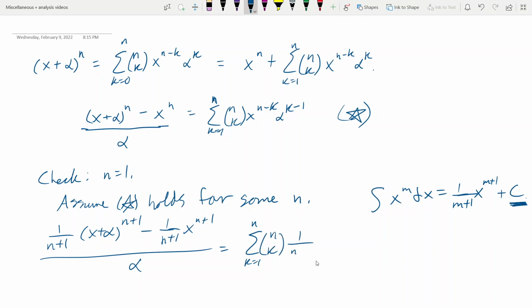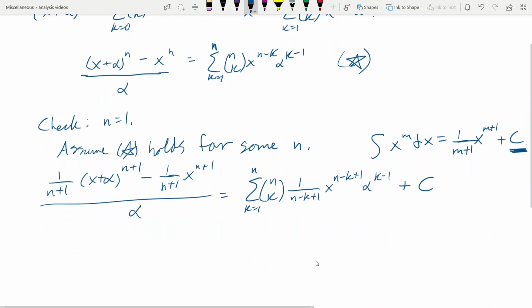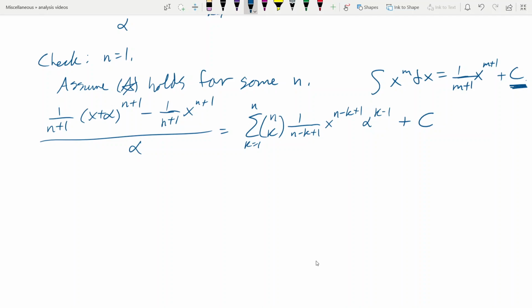So my exponent is n minus k, which means I'm going to turn it into n minus k plus 1. And the alpha is just a constant, so that's going to be left unchanged. Finally, I'm going to put in my c. Okay, so now the first thing to notice is this 1 over n plus 1, we can multiply it over to the right. So you can check that when you do that, these two expressions must be equal.